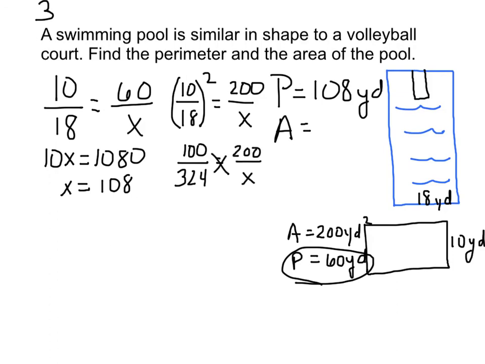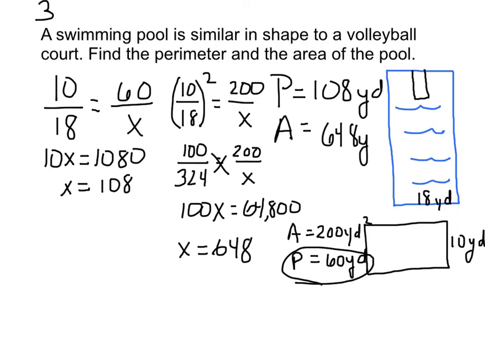I cross multiply. 100 times x gives me 100x. 324 times 200 gives me 64,800. I divide both sides by 100. I get x equals 648. So that would give me an area of 648 yards squared.